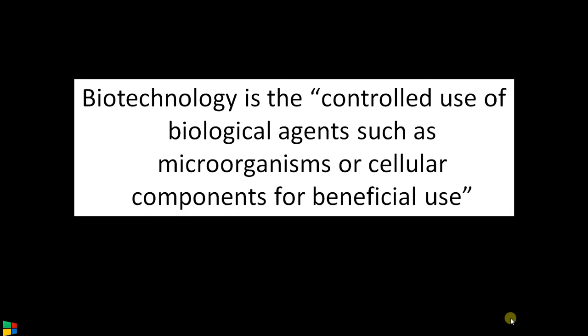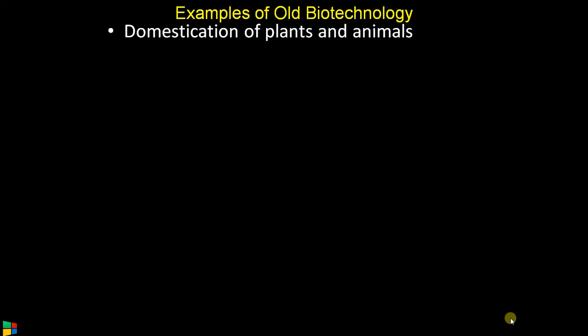Let's take some examples to understand the concept. So domestication of plants and animals, there starts biotechnology. We have been using plants and animals from time immemorial, that is from the very beginning of civilization.